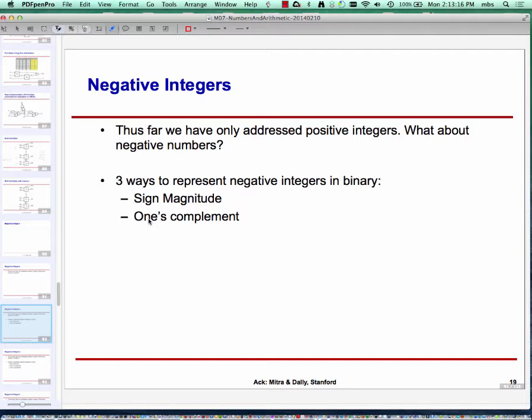This obviously has the disadvantage that two different bit patterns are representing the same thing, and that can confound your arithmetic operators. Plus 0 and minus 0 would have different representations even though they are the same thing. So you would like to avoid that.